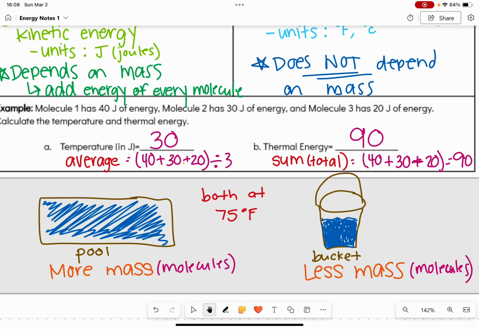They both can be at a temperature of 75 degrees, but when we talk about thermal energy, we need to take into consideration the mass. Because the pool has more mass, it has more molecules. If we were to add up the energy of every single molecule that the pool has, it would be much greater than the total amount of thermal energy the bucket has because it has less molecules. So I'm just going to label that.